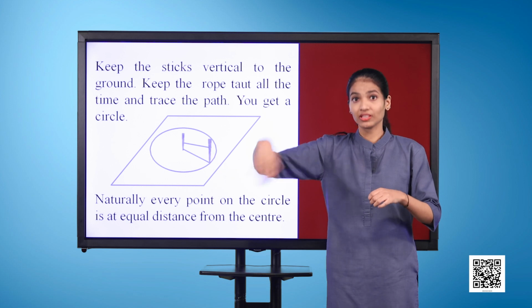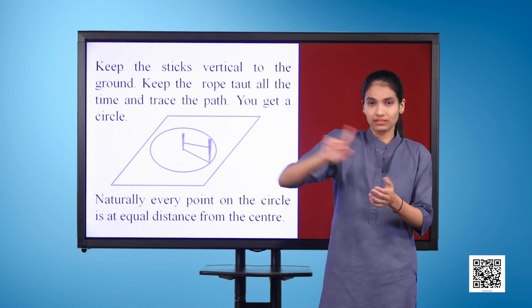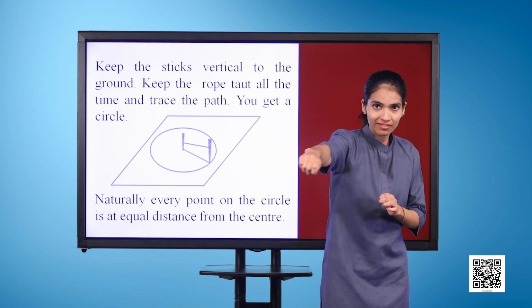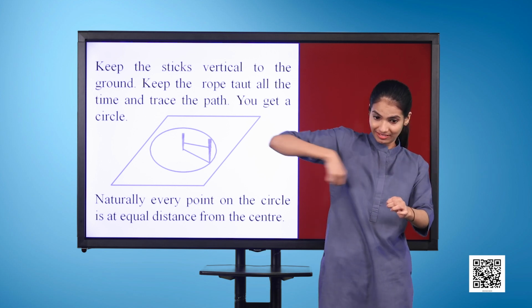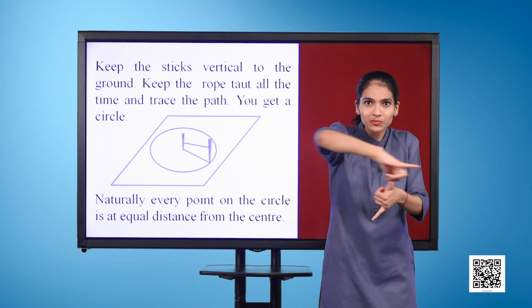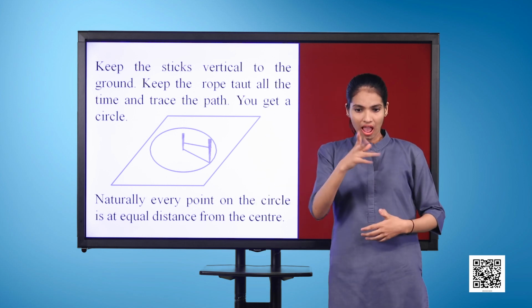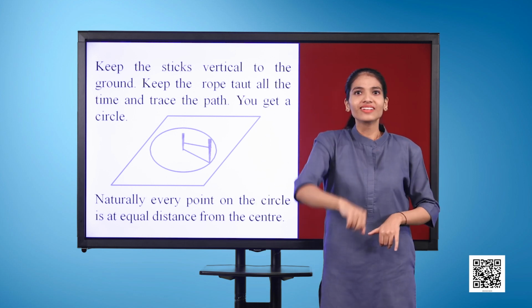Keep the sticks vertical to the ground. Keep the rope taut all the time and trace the path. You get a circle. Naturally, every point on the circle is at equal distance from the center.